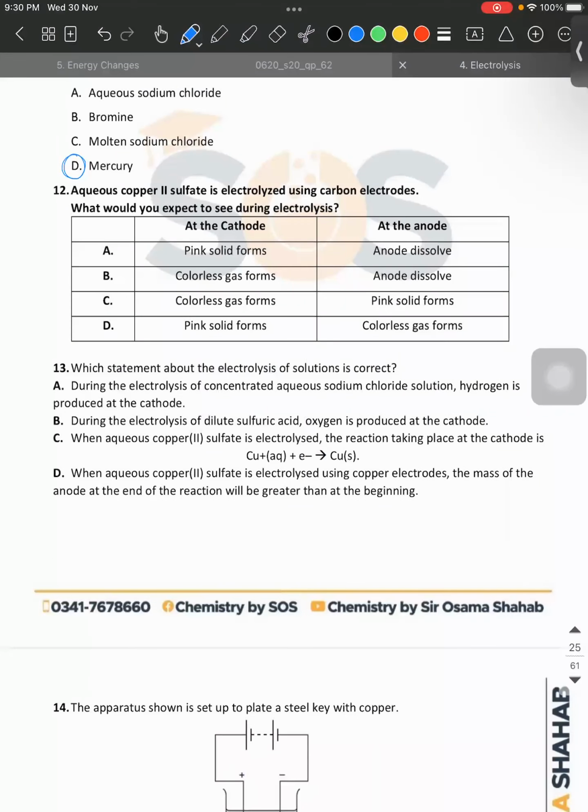Next, aqueous copper 2 sulfate is electrolyzed using carbon electrodes. I told you this is the most important one to remember. And again, copper sulfate with carbon electrodes, what would you expect to see during the reaction? You know that we are using carbon electrodes. Positive is anode, and negative is cathode, right? So we have two electrodes, and we know that when we have carbon electrodes, copper is going to deposit over there, and hydroxide is going over there to form oxygen gas. So a colorless gas should appear at the anode. So the only right answer will be D. Is that right, children, or not?